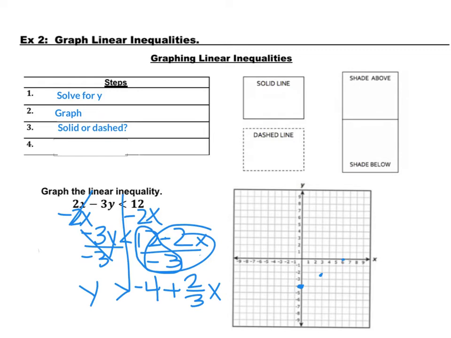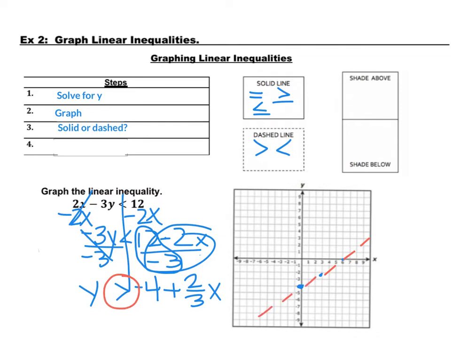Let's talk about the difference in the lines. You will use a solid line when you see an equal sign, when you see a greater than or equal sign, or you have a less than or equal sign. You will see a dashed line when you have a greater than or when you have a less than. So because we have this inequality sign here, y is greater than negative 4 plus 2/3 x, we are going to graph this using a dashed line.